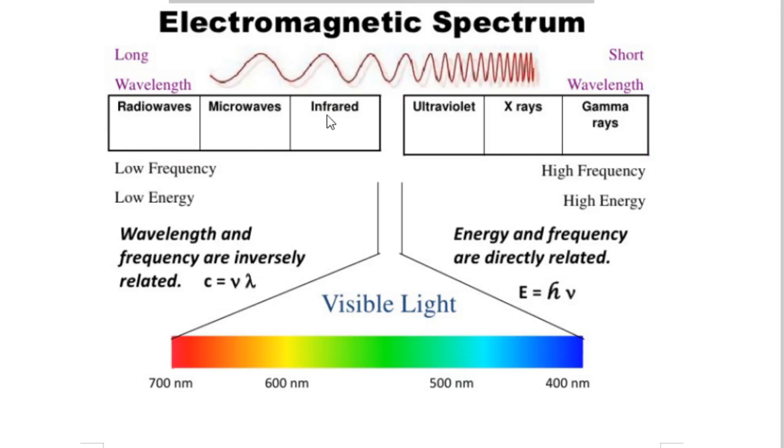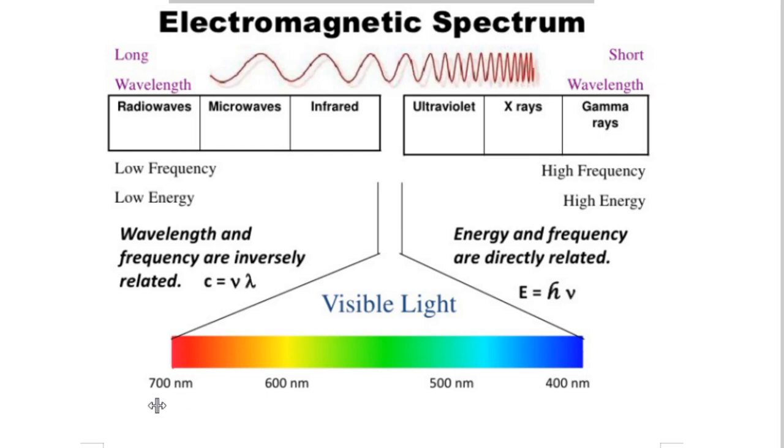as I told you, here c is equal to mu lambda. What is c? c is the velocity of light. What is mu? Mu is the frequency. What is lambda? Lambda is the wavelength. And here, this is the visible frequency range, visible light. It means a human being can observe light in this range.